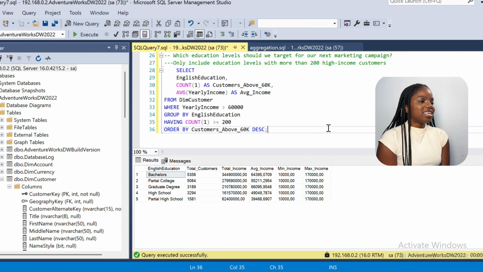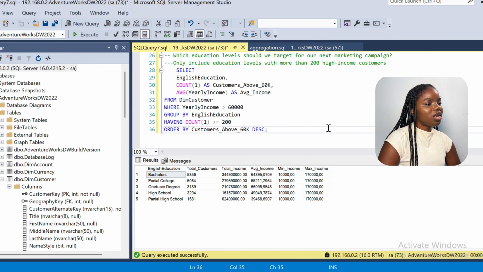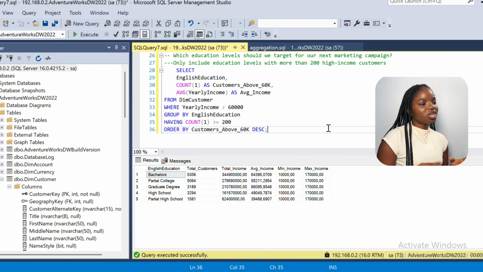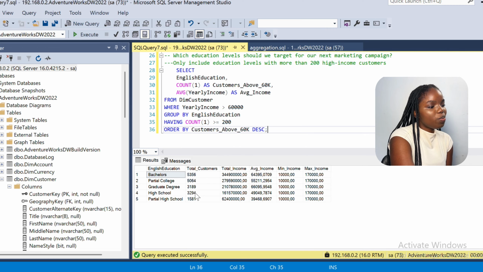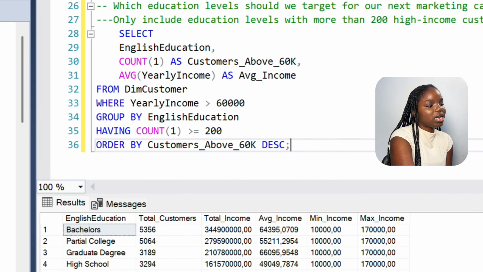So we have another example here. We said, which educational levels should we target for our next marketing campaign? We only want to include educational levels with more than 200 high income earners. Don't forget that our high income earners are those that are earning above $60,000 in a year. So only those educational levels with more than 200 high income earners. In this case, of course, everybody will enter because we have at least 1,005.